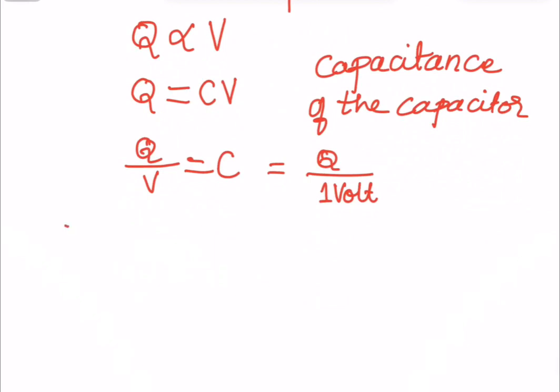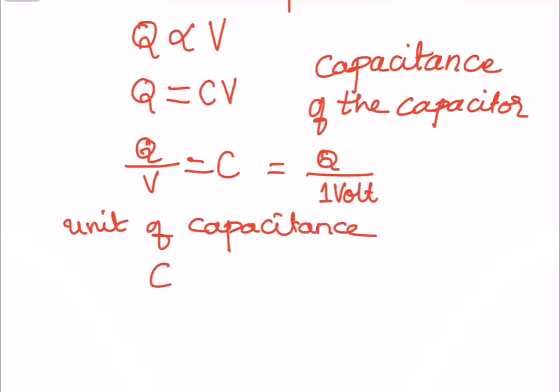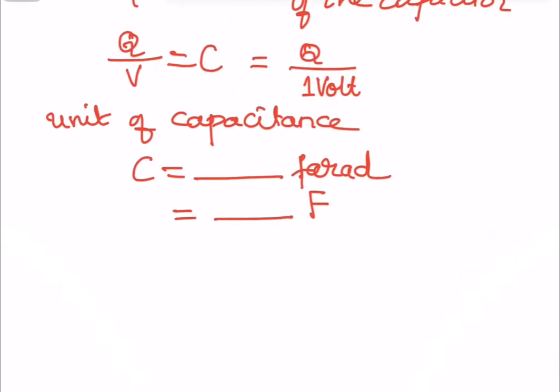What is the unit of capacitance? Capacitance is measured in farads. If you write it in words, you have to use farad. If you write it in symbol, you have to use capital F. So farad is the unit of capacitance.